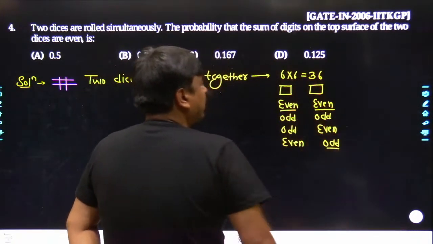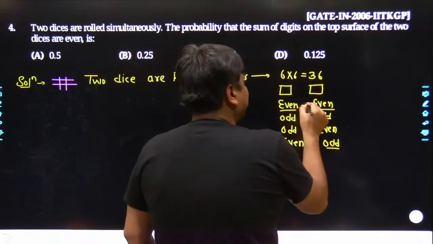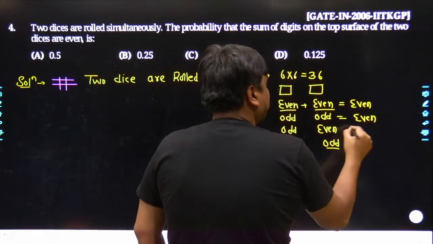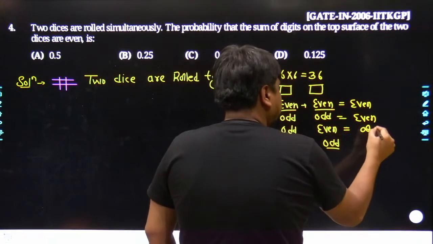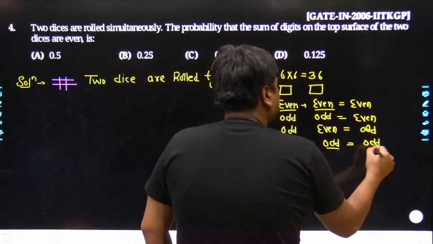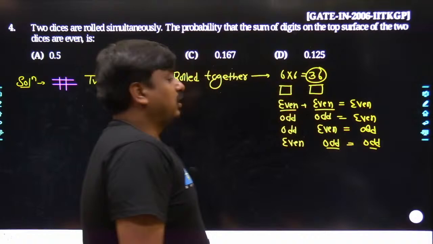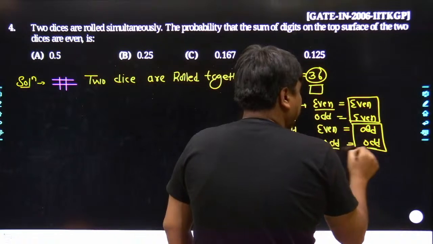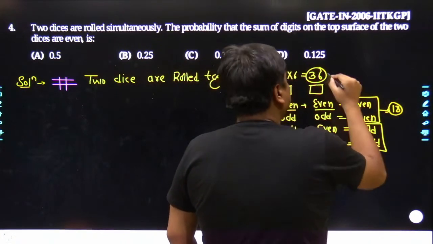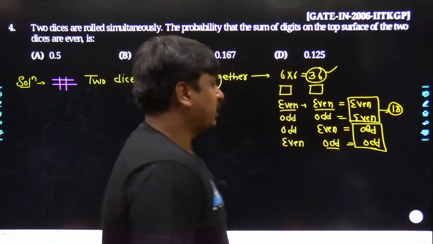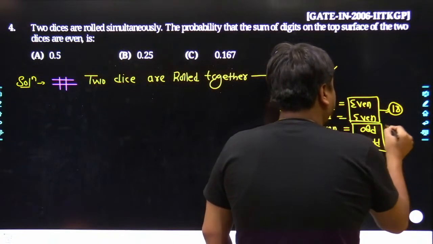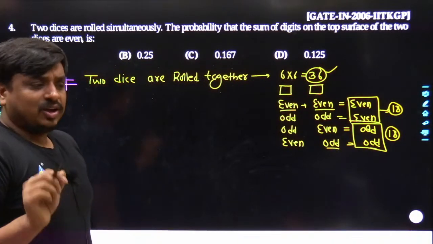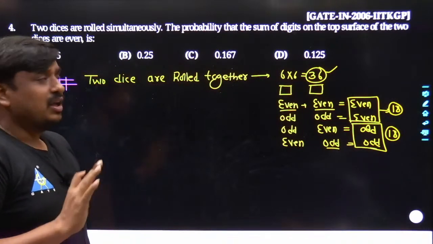Keep in mind, if even and even are added, because we are talking about their addition, the result would be even. If odd and odd are added, the result would be even. If odd and even are added, the result would be odd. So out of 36 outcomes, half of the outcomes would lead to even and half would lead to odd. You can try it yourself. Out of 36 different outcomes, 18 would lead to even and 18 would lead to odd. And as far as the problem is concerned, it has categorically said you had to have a situation where the outcome has to be even.